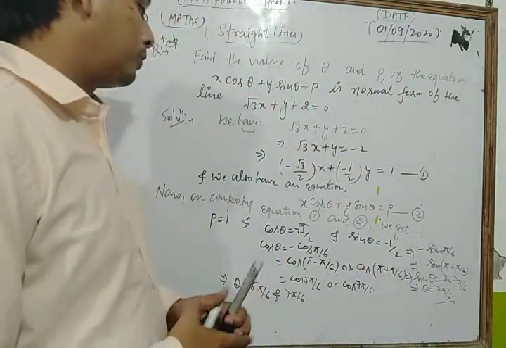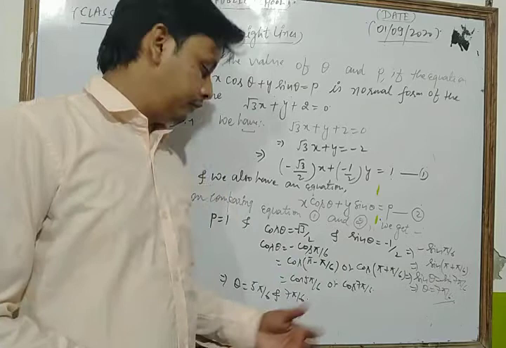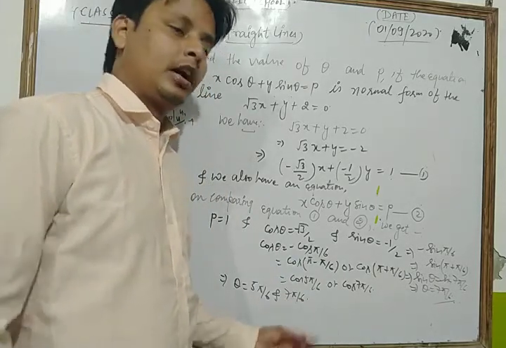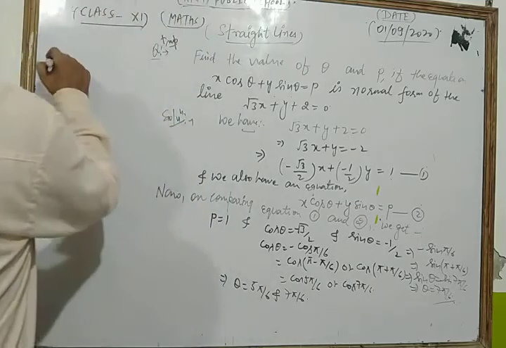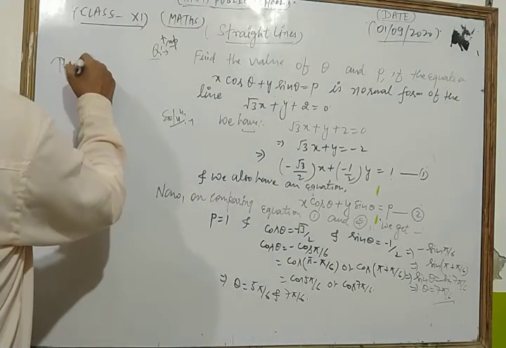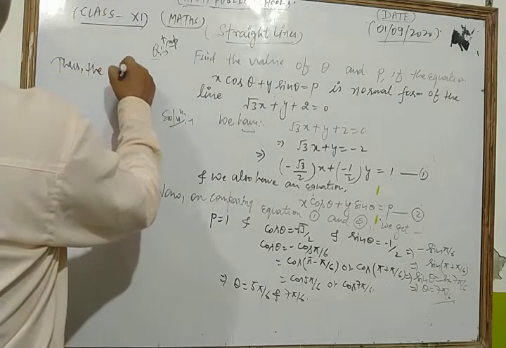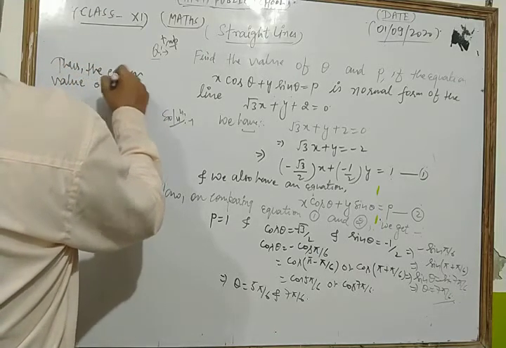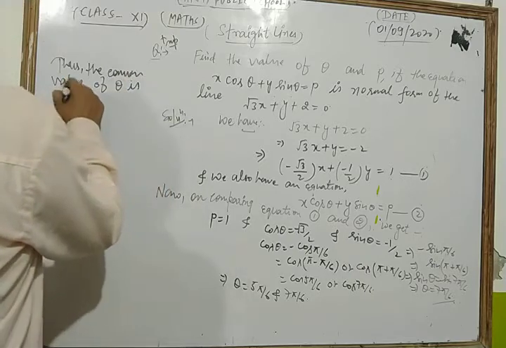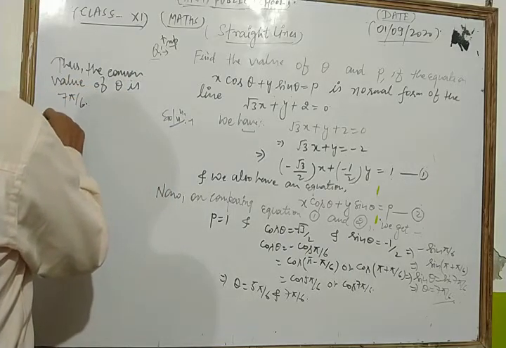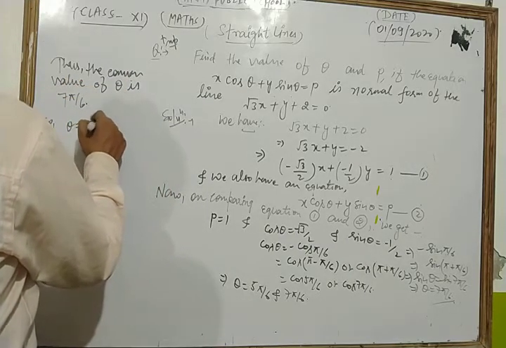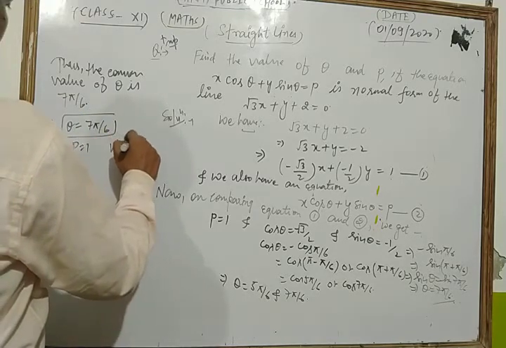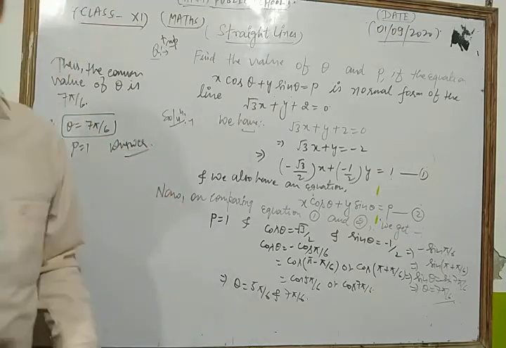Now observing those conditions, the common value of theta is 7 pi by 6. So the value of theta is 7 pi by 6 and the value of p is equal to 1. This is our required answer.